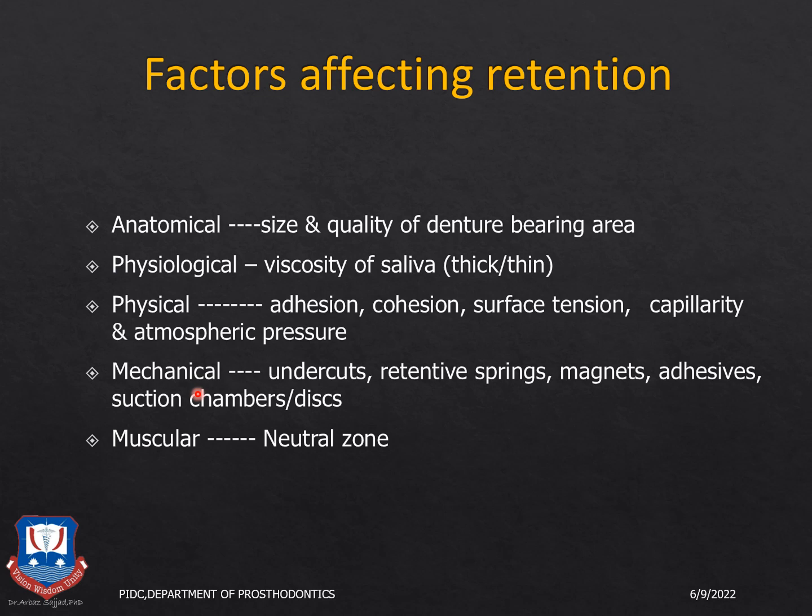Others, things like undercuts, springs, magnets, suction cups, and use of adhesives also aid to a certain extent in the retention of the dentures, but these should not be the primary things that retain the denture. The last and foremost was something which was advocated as the neutral zone. That is, the denture should lie in the zone between the cheek, the tongue and the oral musculature in such a way that it is not disturbing them, or it is in a neutral position, or in a balanced position between the cheeks and the tongue.